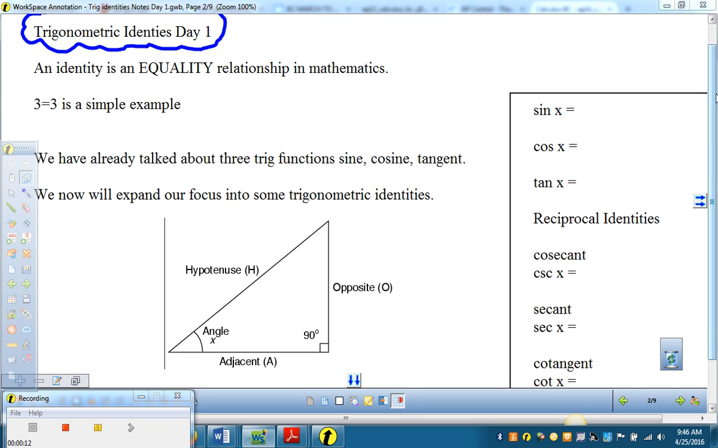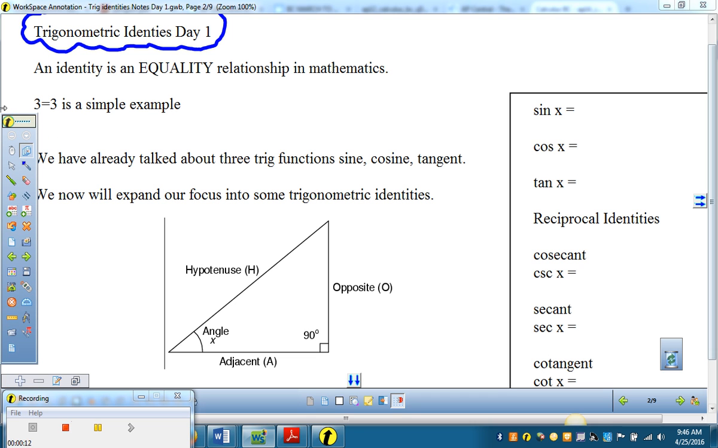So we start with, first, if we're going to deal with trig identities, we need to know what an identity is. An identity is simply an equality relationship in mathematics. If the left side of the equation equals the right side of the equation, then it is an identity. So the simplest example is 3 equals 3. It's a simple example for an identity.